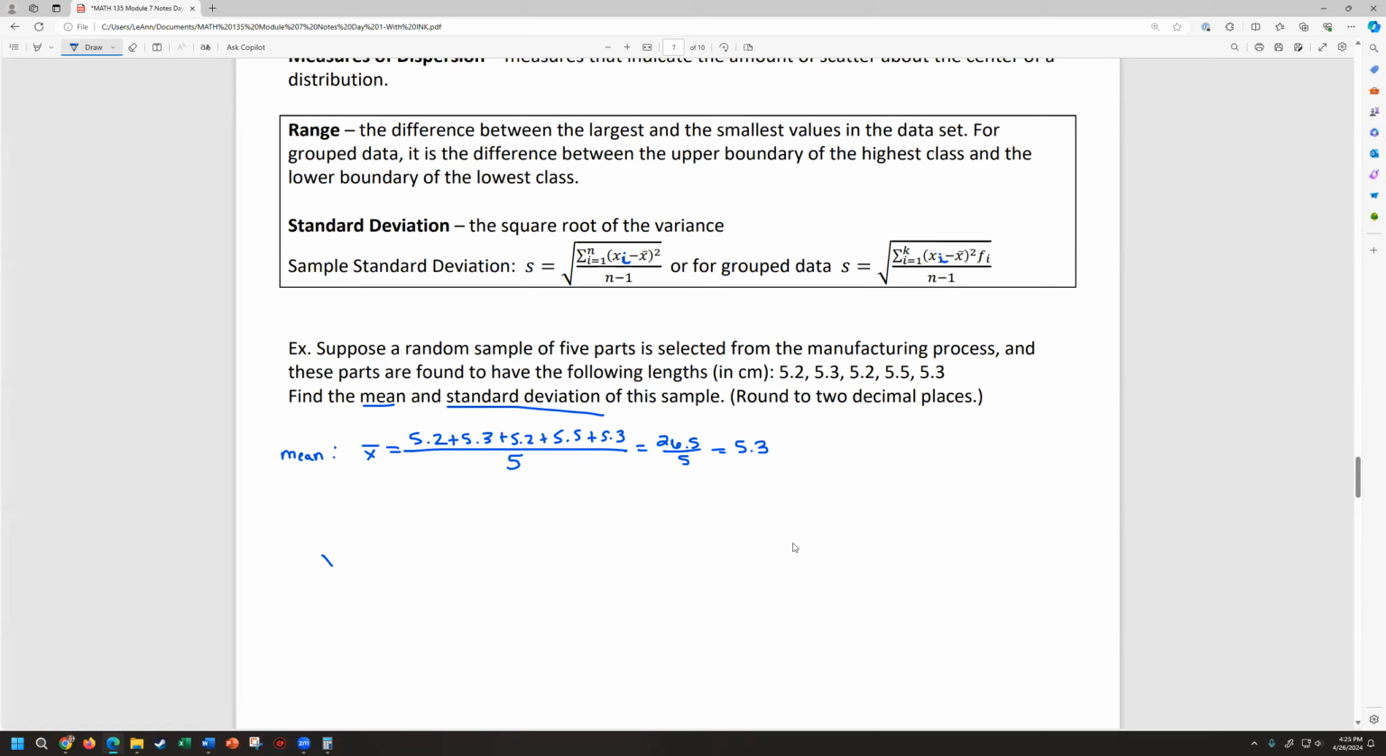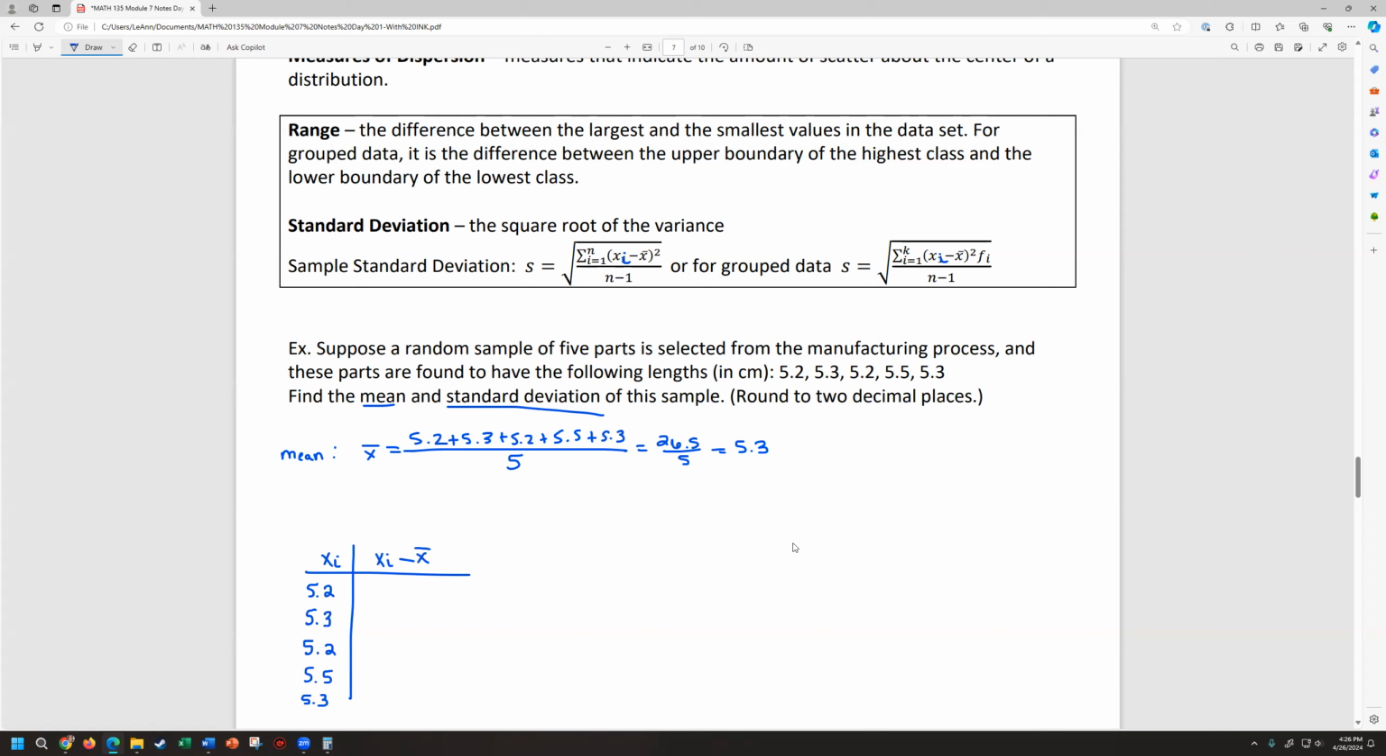So the first thing I do is I write all the elements, which are X sub i's. These are the items from the list. So we had a 5.2, a 5.3. You could put them in order from least to greatest if you want. It's not required. 5.2, 5.5, and 5.3.